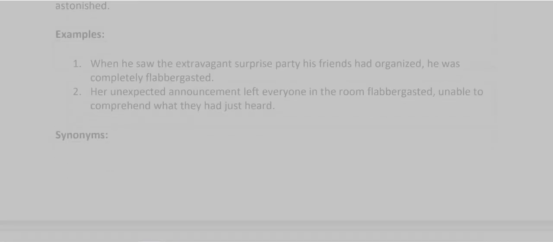Flabbergasted is an adjective that describes being extremely surprised, shocked, or astonished. Examples. 1. When he saw the extravagant surprise party his friends had organized, he was completely flabbergasted. 2. Her unexpected announcement left everyone in the room flabbergasted, unable to comprehend what they had just heard.